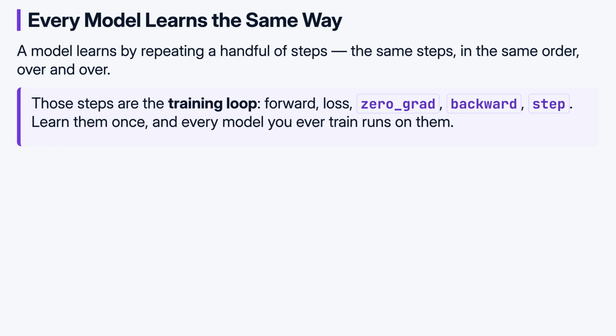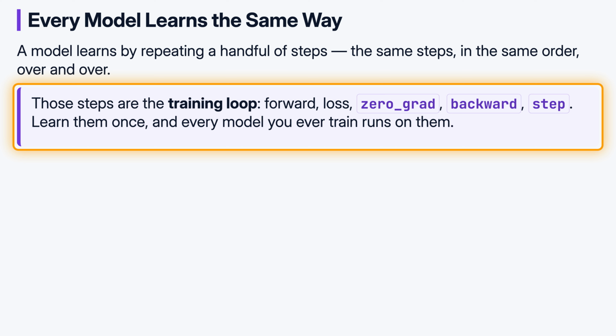A model learns by repeating a few steps. The same steps in the same order over and over. Those steps are the training loop. Forward, loss, zero grad, backward, step. Learn them once. Every model you ever train runs on them.